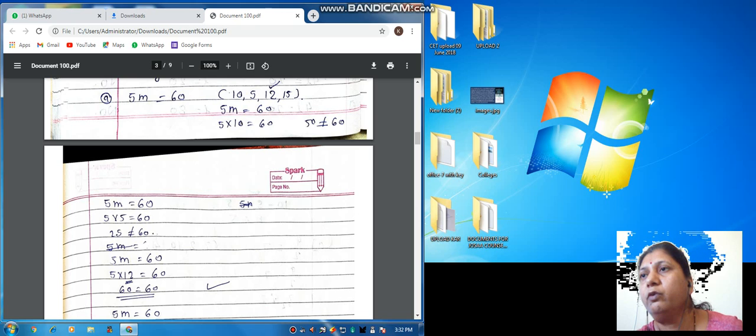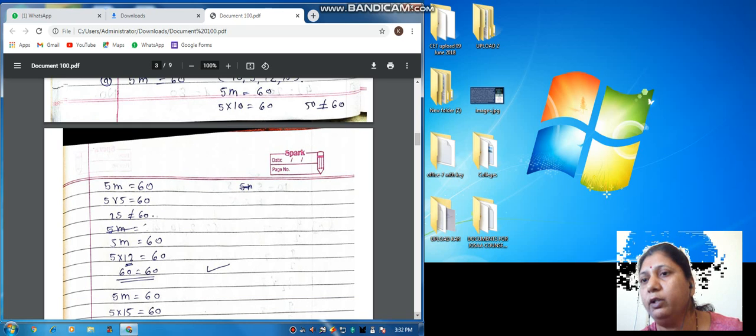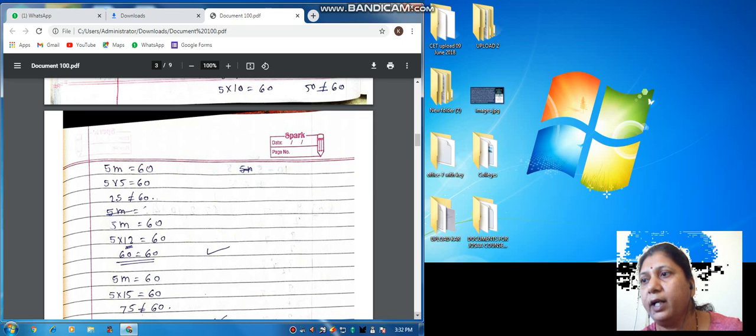Though we get the solution, we have to put this value also. Okay? So let's take the value of m as 15 and solve the equation. 5m is equal to 60. So 5 multiplied by 15. 5 into 15 we get 75. 75 and 60 are equal? No. So we have to just write here not equal to.